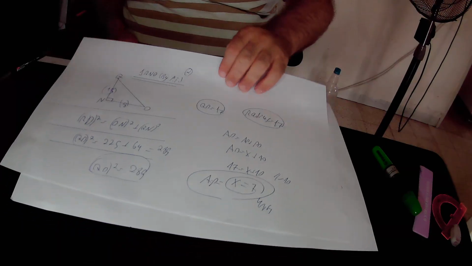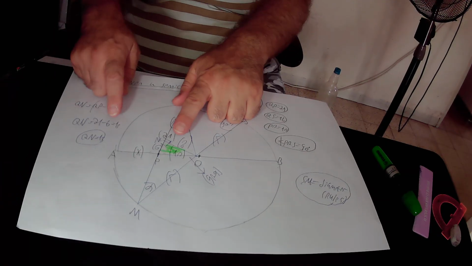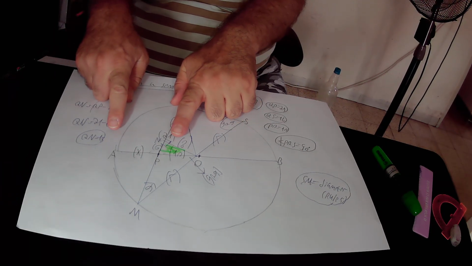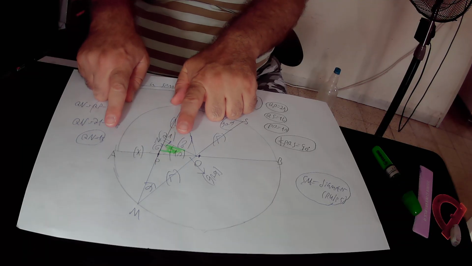So we found out that the length of this line, x, is equal to 7 units in length. Okay, thank you very much.